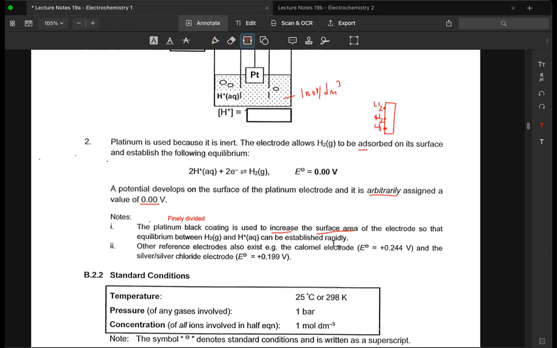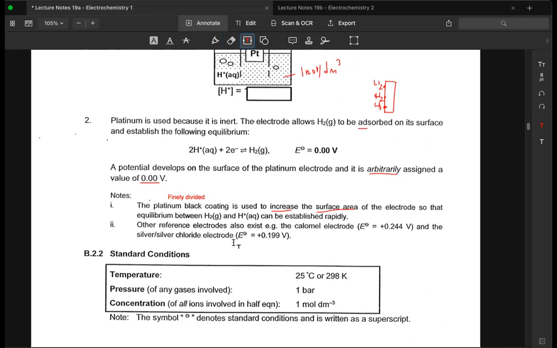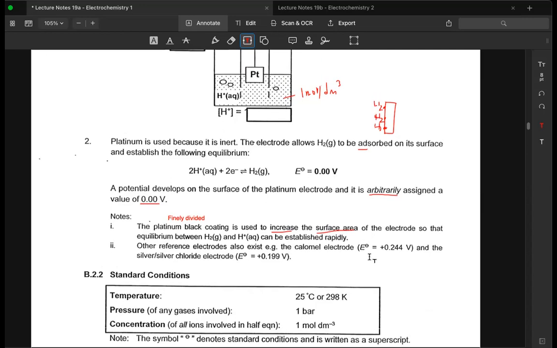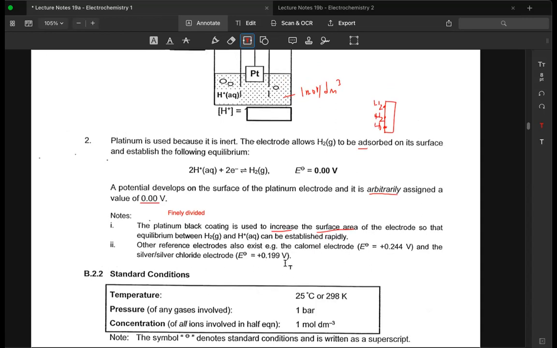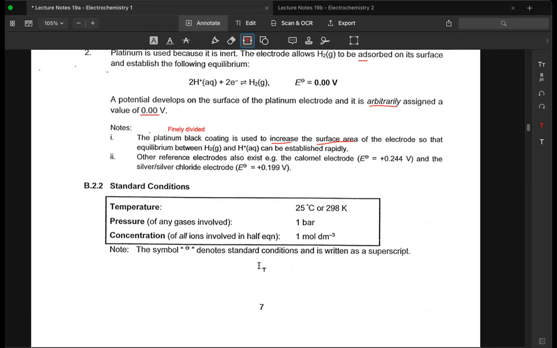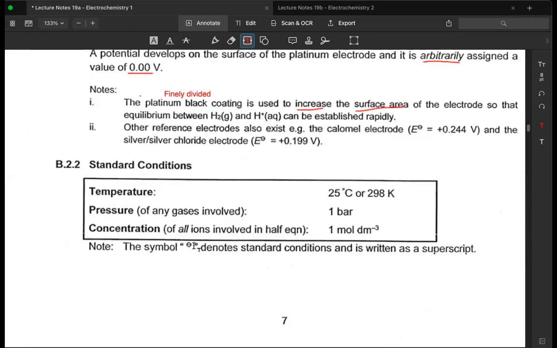That will increase the surface area of the electrode to establish the equilibrium more quickly. Okay. They also use other reference electrodes, so in case they ask you, you'll be prepared for it. But if you use another standard electrode, then it will not be 0 volt. They will use other voltages. So this is just a recap of the standard conditions. Just take note of that. And the symbol represents standard conditions and it's always written as a superscript, this thing. Okay, so just be aware of that.